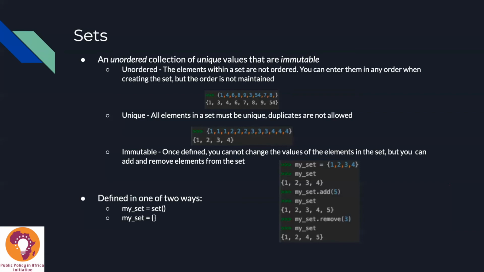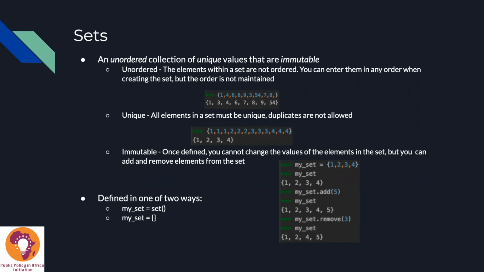So with a set in math, you can't have duplicate values in it. Sets are unordered collections of unique values. So if you try to add multiple ones to a set in math, it just results in a single one being in that set. They're also immutable. What immutable means is that once it's defined, you cannot change the values of the elements in the set, but you can add and remove elements from the set.